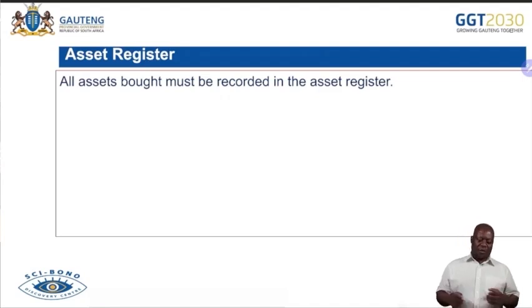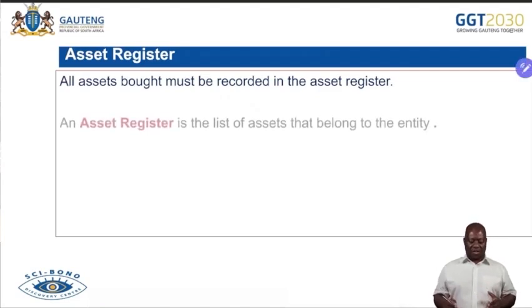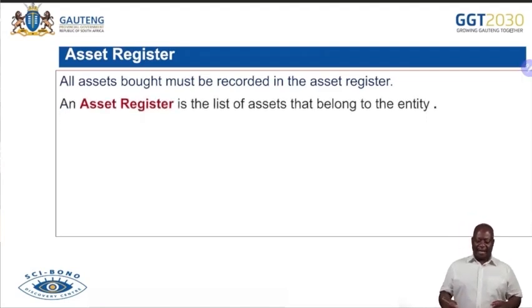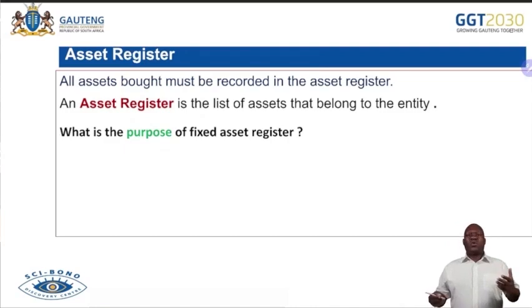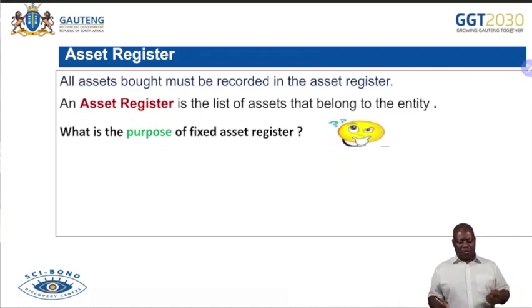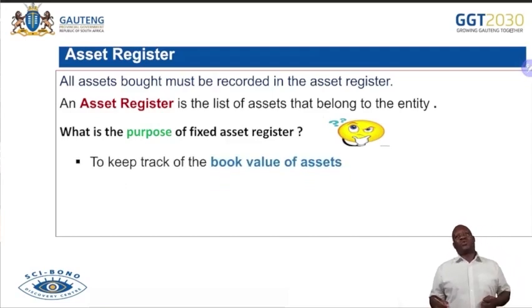So you are going to see that we always declare that all assets bought by the business must be recorded in the asset register. Now, an asset register is the list of assets that belongs to the business, that belongs to the entity. And then, what do we need this for? What's the purpose of the asset register? You are going to see that the first thing that we need to do is to keep track of the asset value. So we want to know how much it is valued at any given day in business.